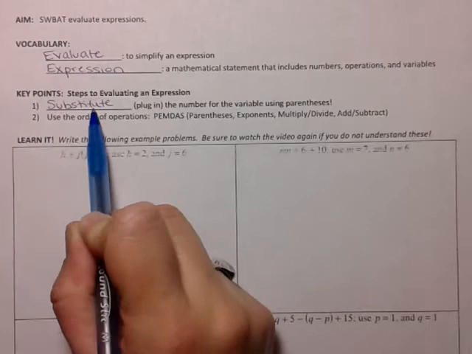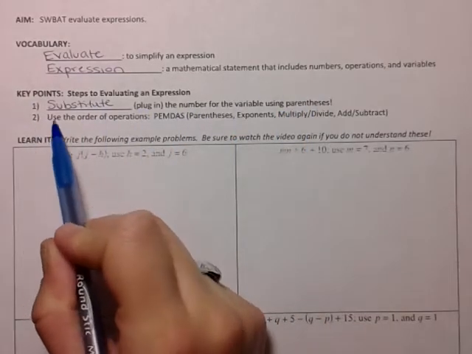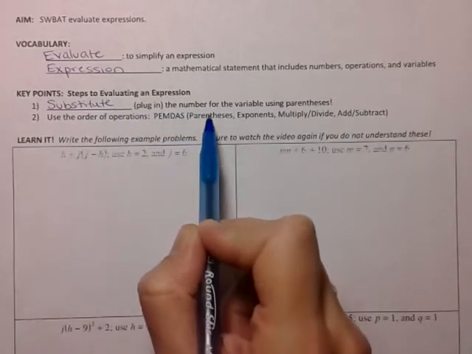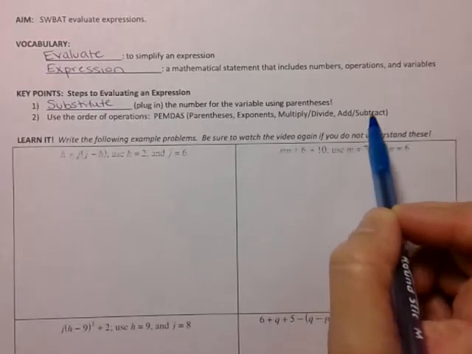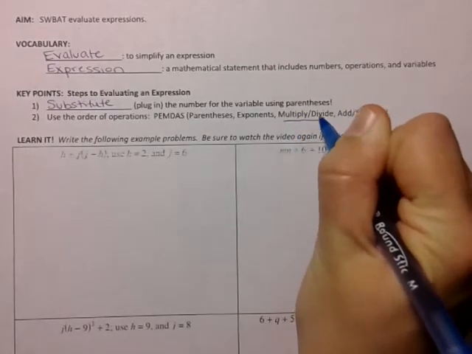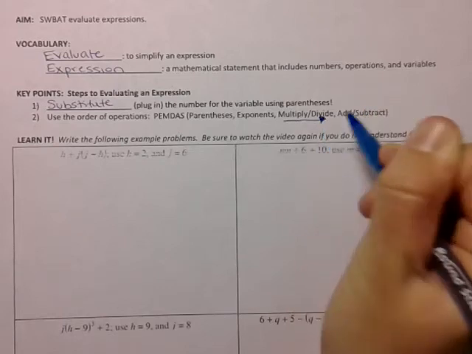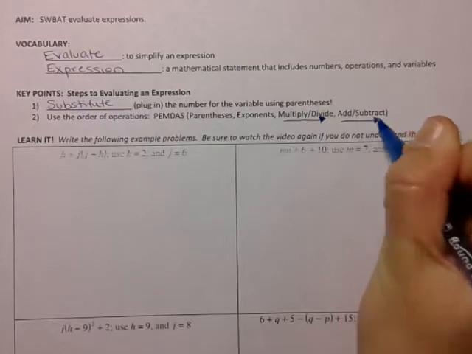Step 1, substitute or plug in the number for the variable using parentheses. Step 2, use the order of operations, PEMDAS: parentheses, exponents, multiply and divide together, and add and subtract. When you multiply and divide, you go from left to right. So you might actually divide before you multiply, whatever happens from left to right. Same with addition and subtraction. You go from left to right, whichever happens first.